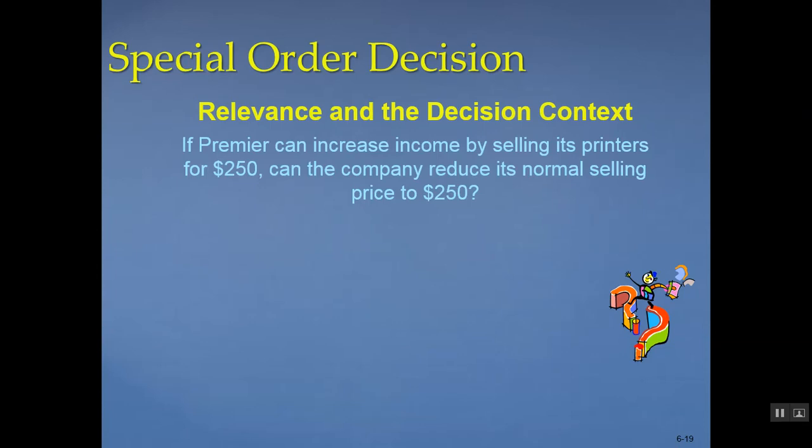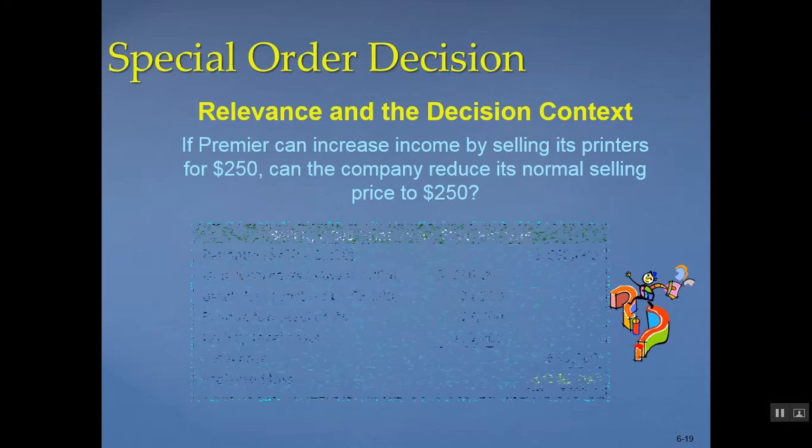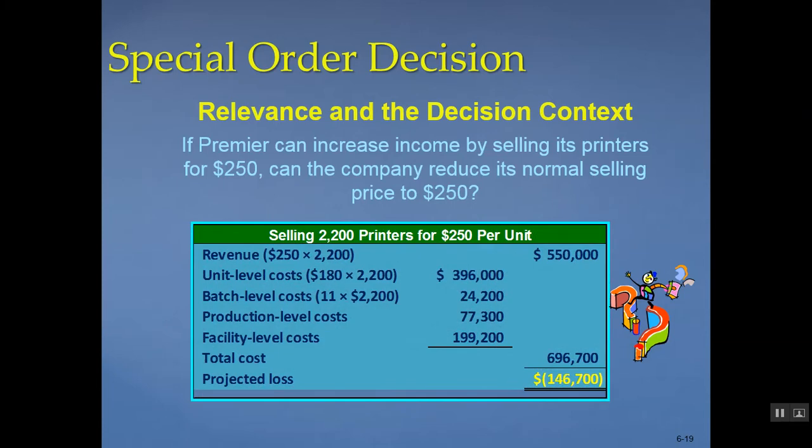If the one-time special offer proved profitable, could Premier afford to sell all of its printers at $250? As you can see from our analysis, Premier would lose $146,700 if it priced all of its 2,200 printers at $250. Therefore, they can't afford that. And the reason for that is because the product level costs and the facility level costs are not avoidable when you're looking at the entire 2,200 printers. It's just avoidable for the specific special order.